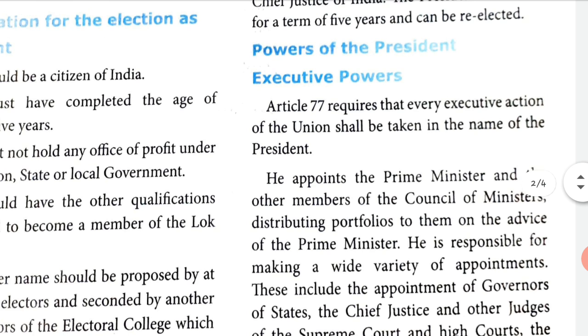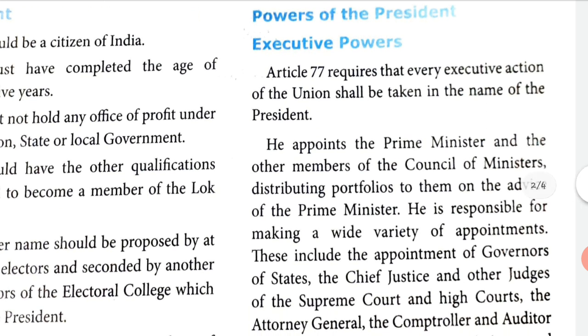Powers of the president. So what are the powers he has? Executive power. So executive is, say for example, a law is being made, but somebody has to execute it, work it out. That's called execution. Article 77 requires that every executive action of the union shall be taken in the name of the president. So Article 77 says the central government, if they want to execute any law, it should be done in the name of the president.